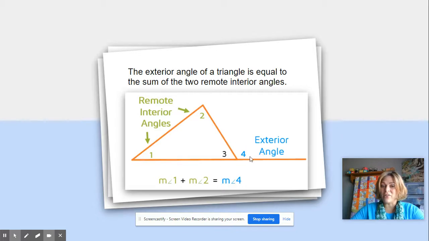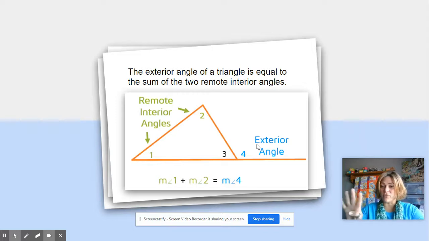So together, angle 3 and 4 create a line. That's a linear pair, so they would add up to 180. But these two angles over here, when added up, they equal angle 4. So if it's hard to understand why, let me show you. This equals 180. Together, all three of these angles equal 180.